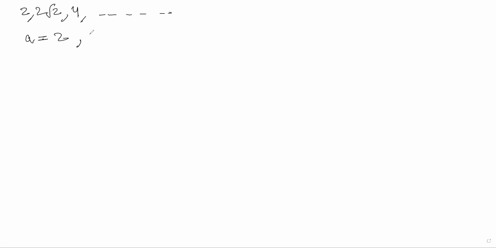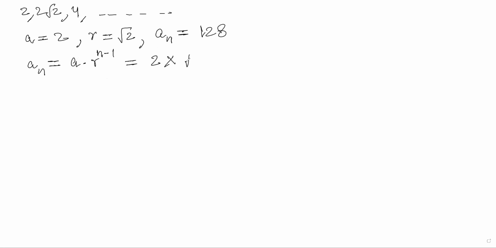We now know a is 2 and r is root 2. Now what do we need to find? n. How to find n? Because we have been given a_n as 128. Am I correct? Yes. So what's the formula for a_n, first of all? a_n is equal to a into r raised to n minus 1. Now you know a, which is 2, and you know r, which is root 2, to the power n minus 1, and it should be equal to 128. Am I correct? Yes, sir.